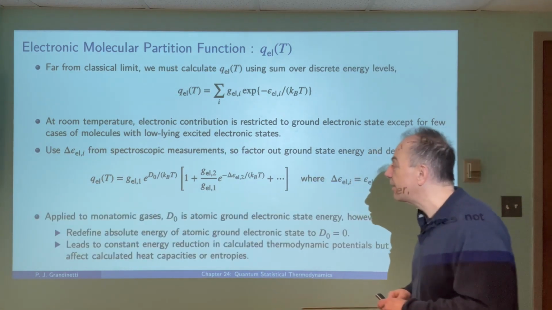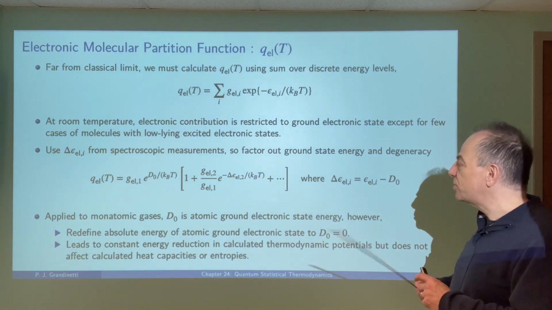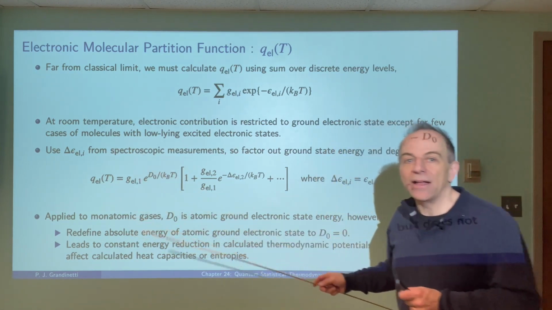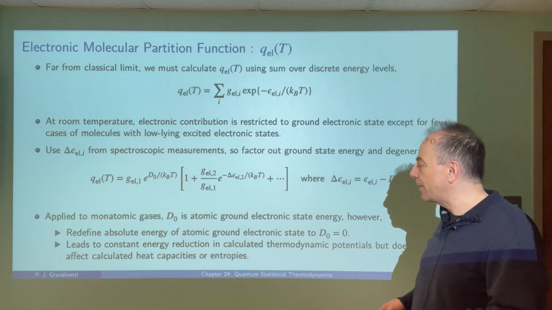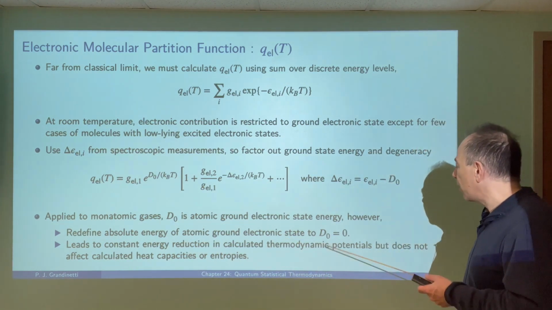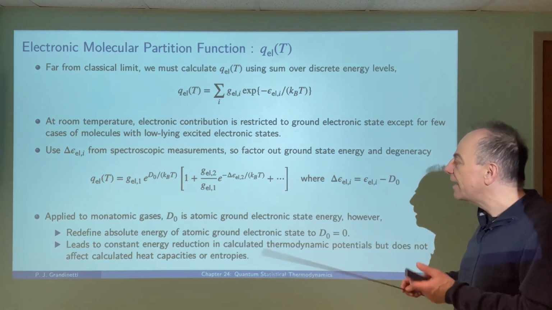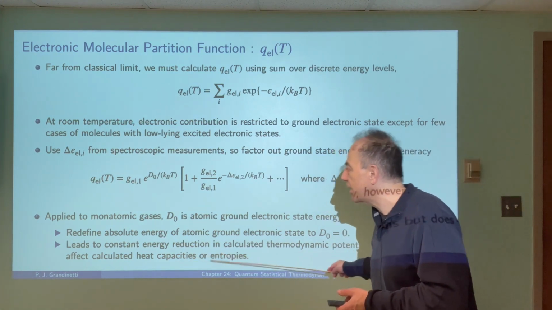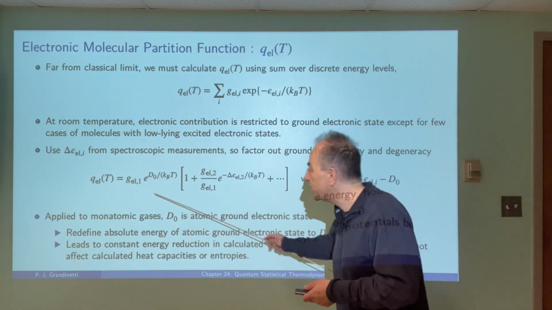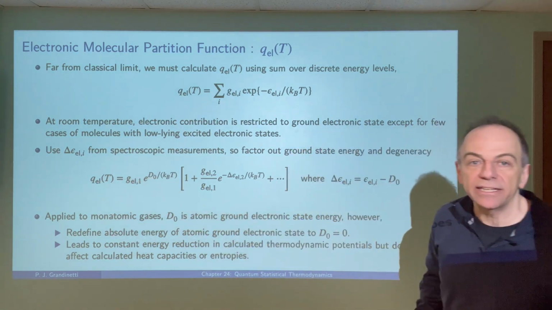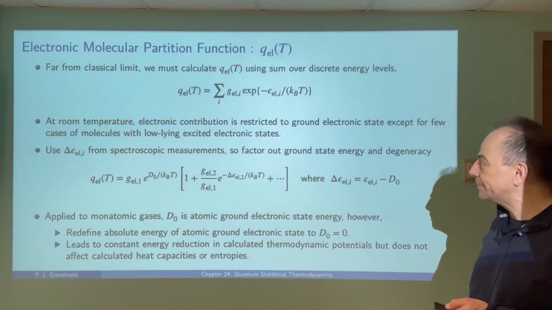Now, when we're working with monatomic gases or individual atoms, it's actually convenient to just redefine the electronic ground state for the atom to be zero. It doesn't affect our heat capacities or entropies. It does cause a constant shift in our thermodynamic potentials, like Gibbs energy or Helmholtz energy, but it's not going to really cause any problems for us in any of our thermodynamic calculations. And that will simplify things, because then we'll just need to know the degeneracy of the atom's electronic ground state.